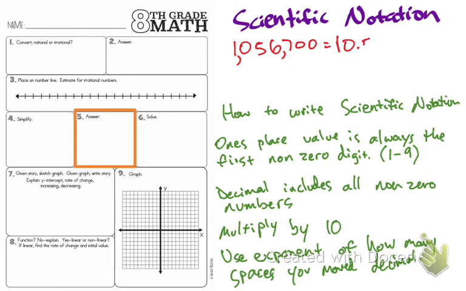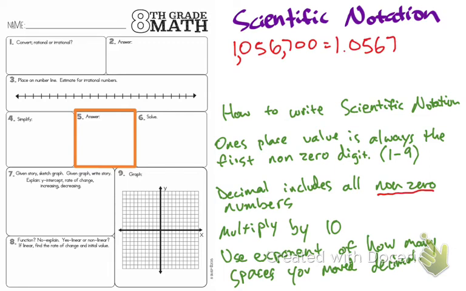Some students might be tempted to write down 10.567, but notice that that's not a one-digit number. It's not a number 1 through 9. So we actually have to make an adjustment here, and we need to turn this into a one-digit number.